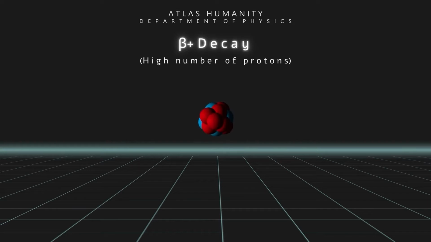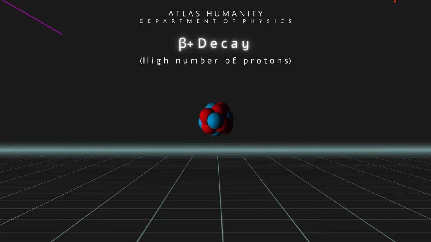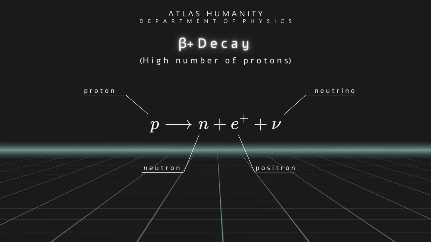Beta plus decay is similar, and we have a high number of protons, so we have more protons inside the nucleus than neutrons. And spontaneously a proton decays into a neutron, a positron, and a neutrino. The neutron stays inside the nucleus, and the positron and neutrino are emitted. Similarly to before, the positron represents our beta plus radiation.